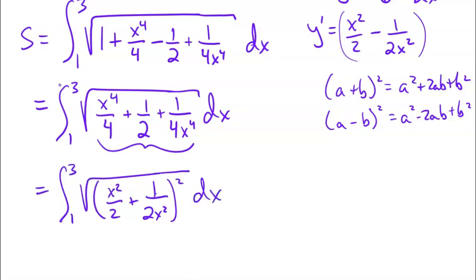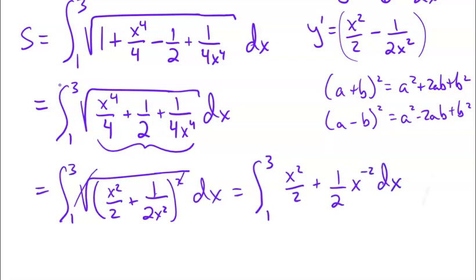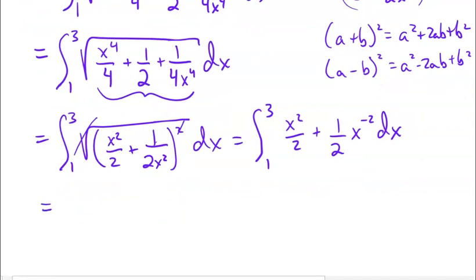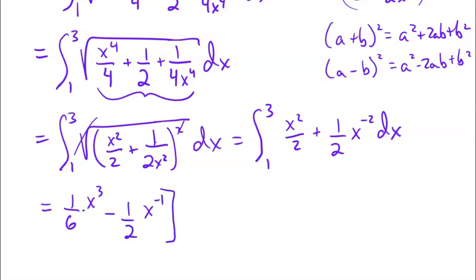Now, why did I factor this? Because now my square root and square cancel. So this is now, I haven't done the calculus part yet. This is now the integral from 1 to 3 of x squared over 2 plus, and I'm actually going to move that x squared up to give it a negative exponent. So 1/2 x to the negative 2nd, so that I can then just use power rule, and it's an easy integral. I don't even need to use substitution. So I'm going to get, so x cubed divided by 3, so that's 1/6, or x cubed over 6. And then minus, add 1 there, I get a negative 1. And then divide by negative 1, so minus 1/2 x to the negative 1st.